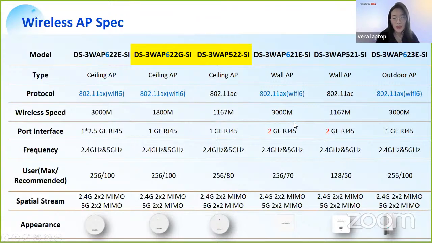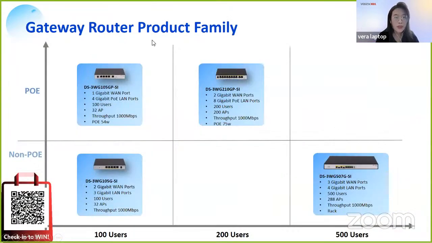So since we know about the AP, let's see what's next. For the router product family, the gateway router. So what is the gateway router? We say this is a 3-in-1 device. So how to understand that? Before that, we need to know how many types of this gateway router we have and what the key features are.